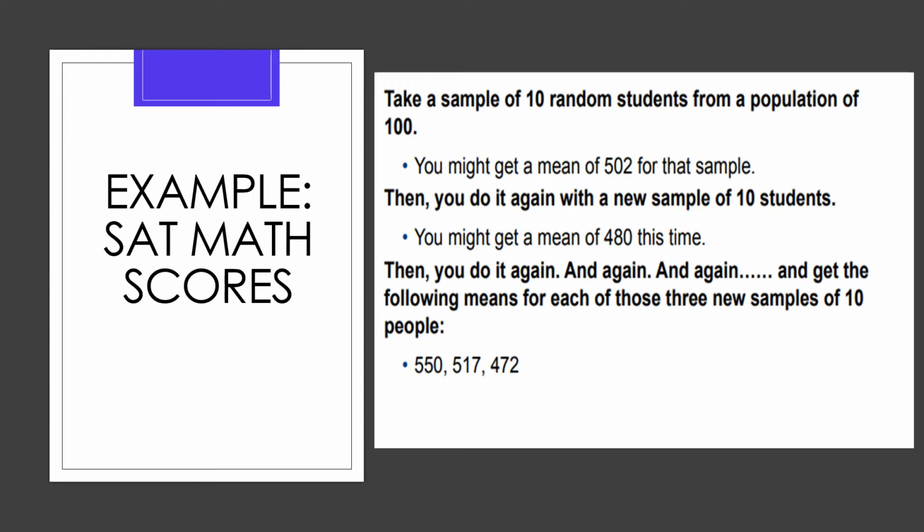Okay. Then you do it again with a new sample of 10 students, and for this sample your mean might be 480 this time. Then you do it again and again and again, and you get the following means for each of those new samples of 10 people. The first one, 502, then 480, then 550, then 517, and then 472. So every time you take a sample of 10, you're going to get a different mean for that sample.